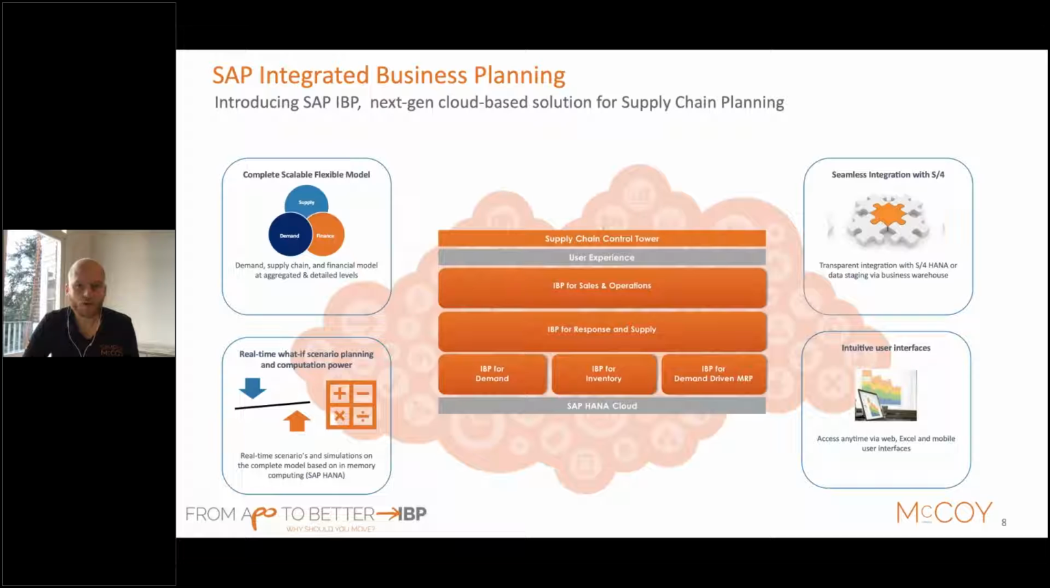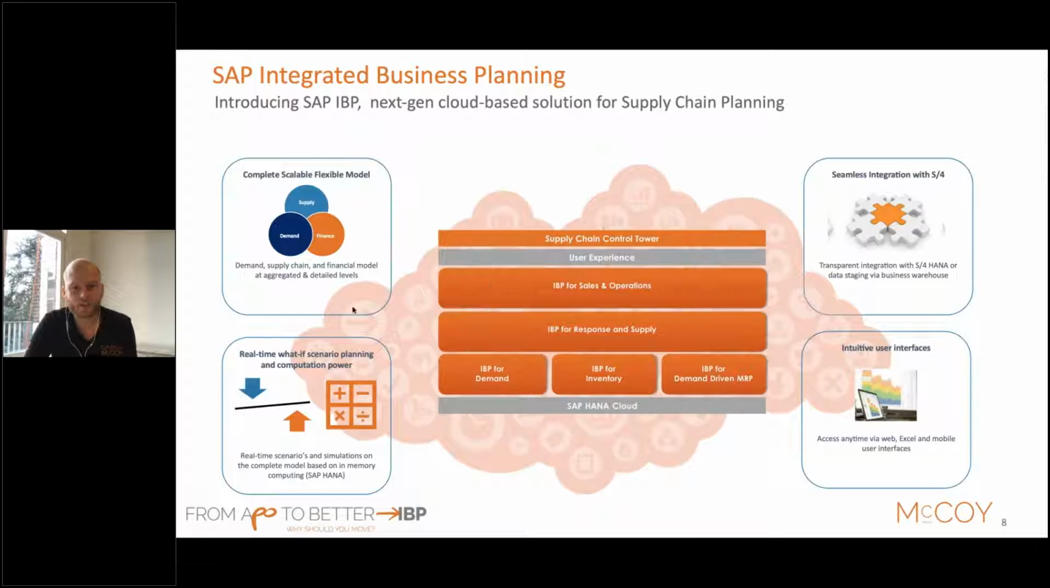So if we then take a look at IBP as a product, IBP is a cloud-based product and consists of different kinds of modules. We highlighted two main modules here. This is the sales and operation module and the response and supply module. In the sales and operation module, you're working more on a time-based level. So the lowest possible level of planning will be a time bucket, like for example, a calendar week.